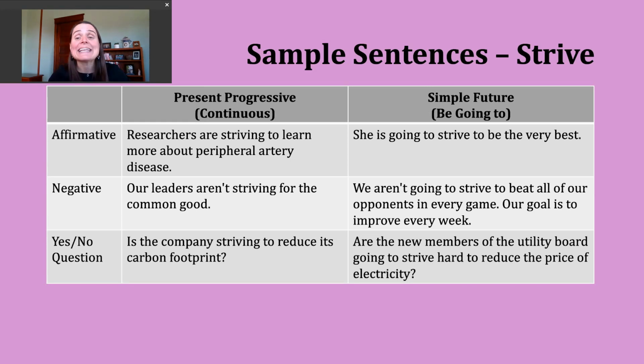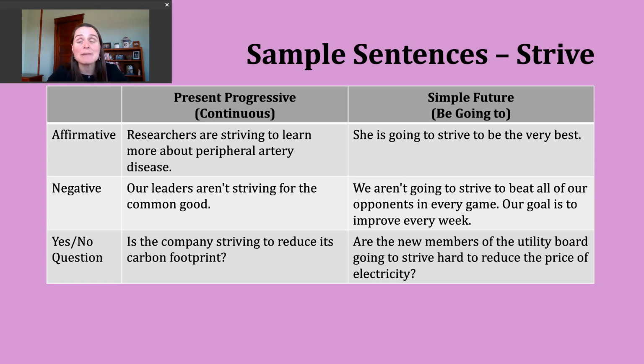Now let's talk about making negative sentences in the simple future. To do this, I start with a subject. I use my form of be that matches, then not, then going to, and the base verb. Here's another example. We aren't going to strive to beat all of our opponents in every game. Our goal is to improve every week. I saw a quotation from a coach that was very similar to this, right? So what the coach is saying, I think, with this statement is, it's not so much about just winning, it's about making our team and our players better game after game after game.